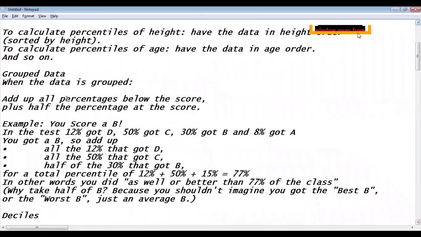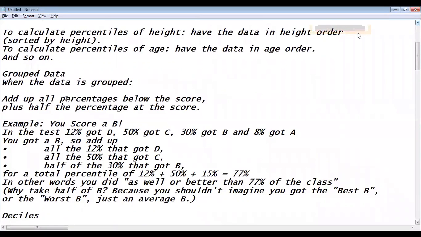So when you add them up, you will get 100%, correct? So 30 plus 50 is 80, 8 plus 12 is 20. So 80 plus 20 is 100. So in this, you have got a score B. So 30% have got the score B. Now how to find the percentile?